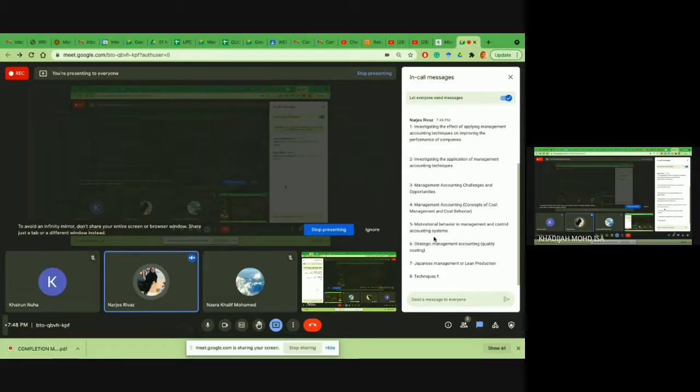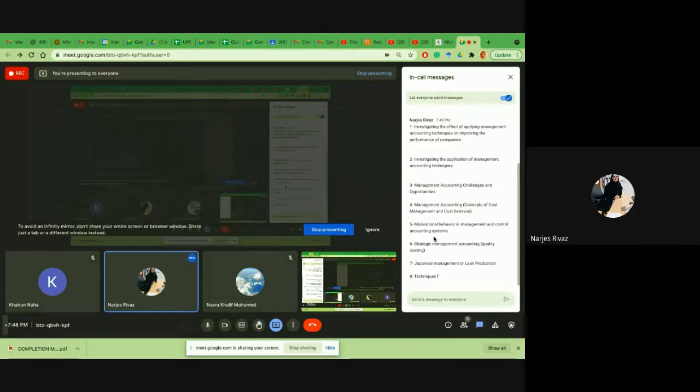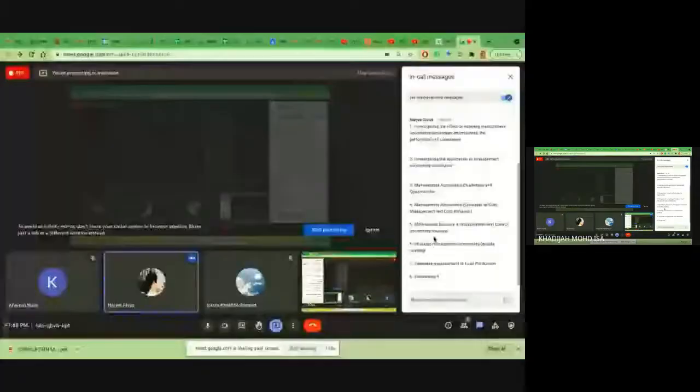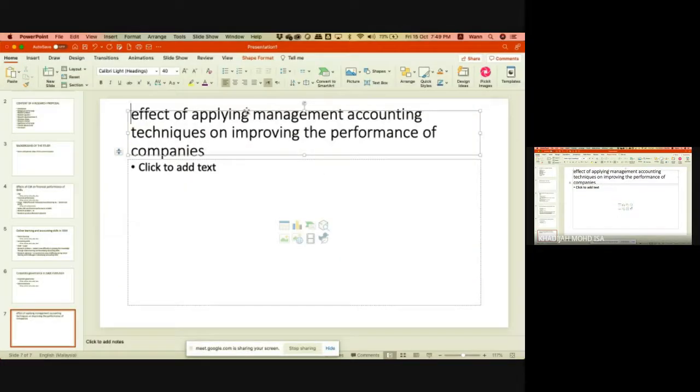Okay, what you have here are all topics. Let's just choose one, which I think is the effect of applying management accounting techniques on improving the performance. Okay, let's look at this. Investigating effect of... never mind. We just take the effect of applying management accounting techniques on improving the performance of companies.